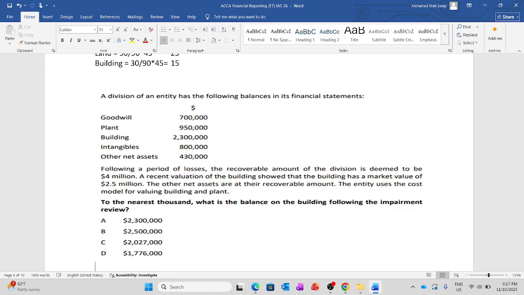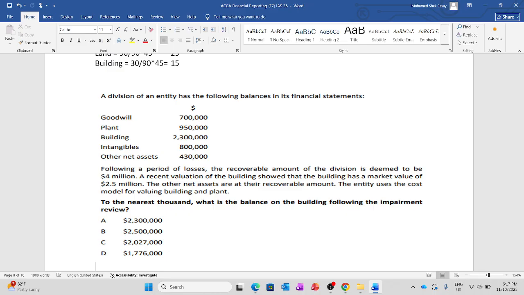Now let's look at the requirements. To the nearest 1,000, what is the balance on the building only, following the impairment? So we don't care about goodwill, plant, intangibles, and other assets. But before we can solve for the building, we need to solve for all, because part of the impairment we need to allocate 100% to the goodwill. Any outstanding, any remaining impairment, we need to look for any specific assets, which I think the question did not mention. And the recent valuation of the building showed that the building has a market value of 2.5, which is fine. That is not our problem, right?